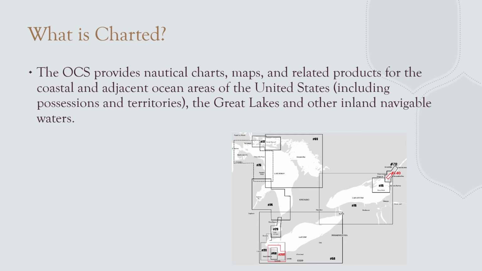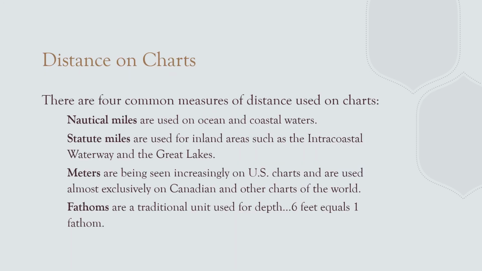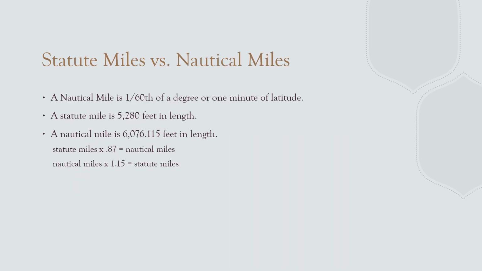The Great Lakes are also charted because they are navigable waters. The nautical mile we mentioned is used on ocean and coastal charts. Statute miles are used on the intracoastal waterway, Great Lakes, and land. Meters are used outside of the US, and fathoms are traditional units. A lot of times isobaths are drawn in fathoms. By the way, a nautical mile, or 1/60th of a degree, is equal to over 6,000 feet. So a statute mile is shorter than a nautical mile. It's 87% of a nautical mile.